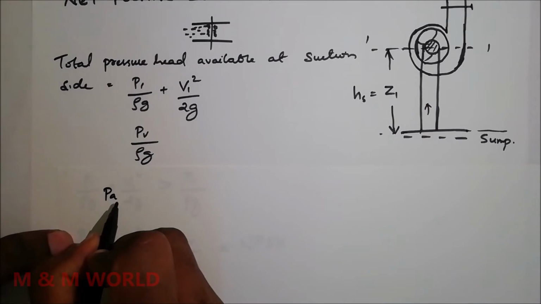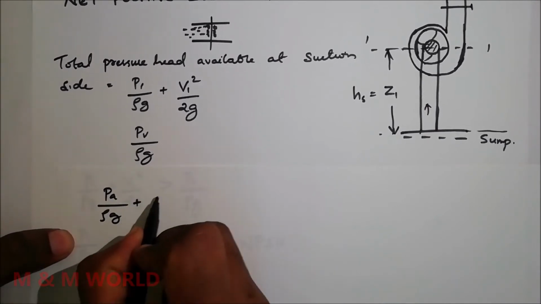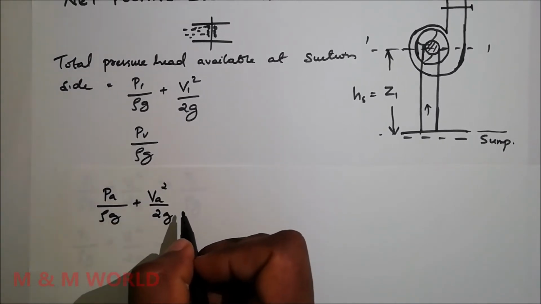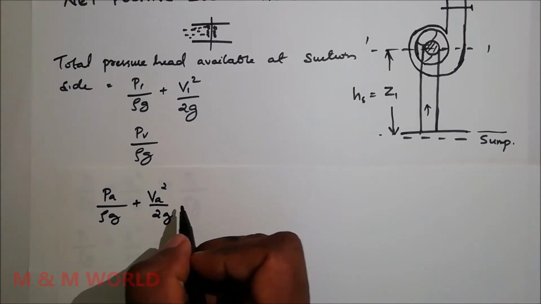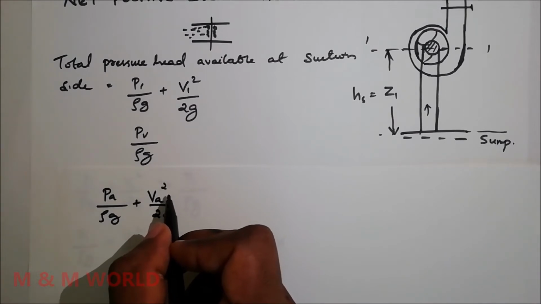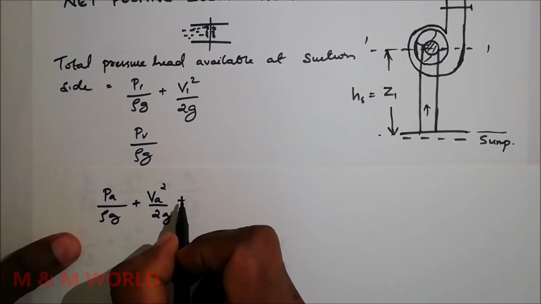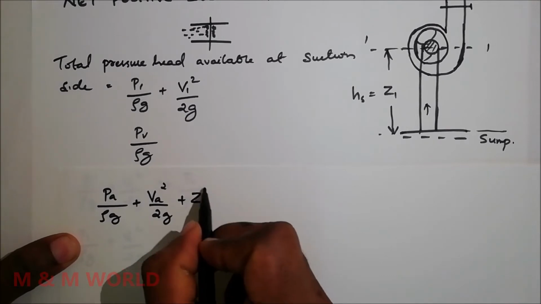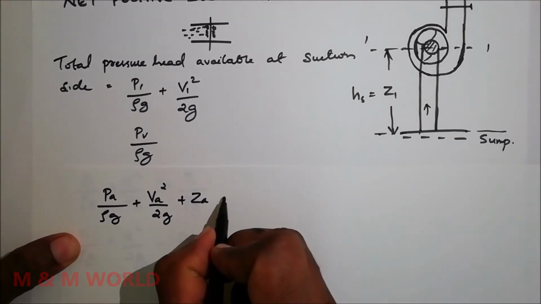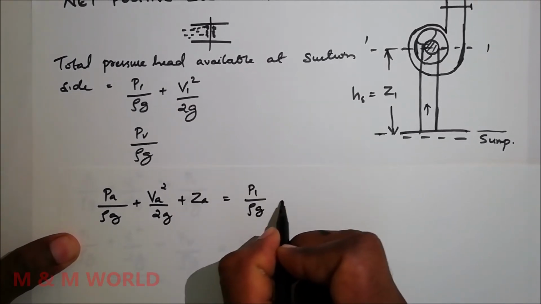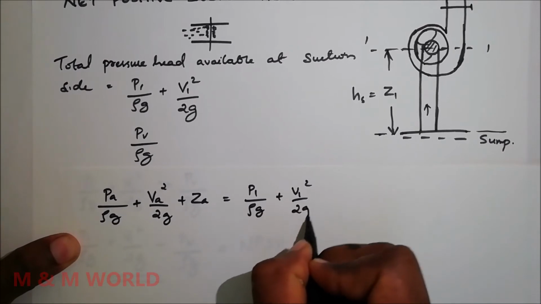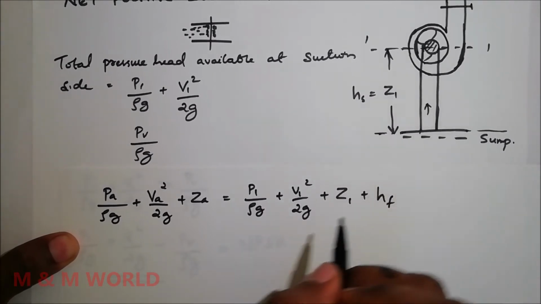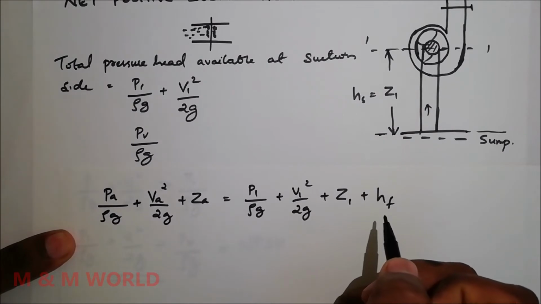Now applying Bernoulli's equation, at this point the pressure of the liquid is atmospheric, so Pa by rho g plus Va square by 2g, where Va is the velocity of the liquid at the free surface, and this value will be equal to 0, plus Za, that is the height of the free surface from the datum line, and this value will also become 0 since this is the datum line, is equal to P1 by rho g plus V1 square by 2g plus Z1 plus the loss at the suction side, or the major losses.